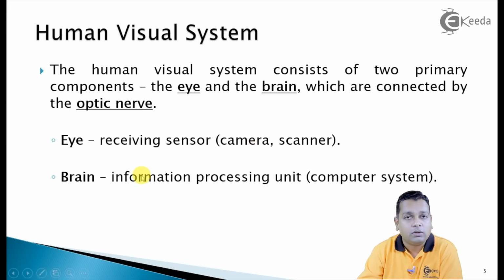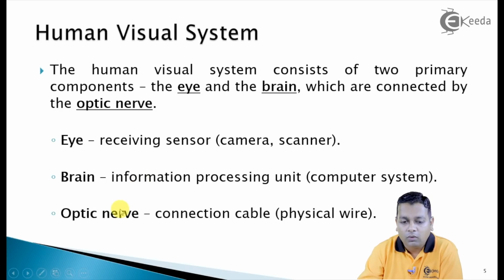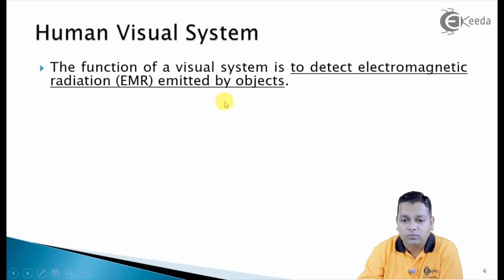The second component of the human visual system, the brain, is actually the information processing unit. In our digital systems we have a computer system replacing the brain. The optic nerve is the connection between the eye and the brain. So this completes the human visual system, and the digital image processing system comprises the camera or scanner along with the computer system connected by a physical wire. So this was the human visual system.